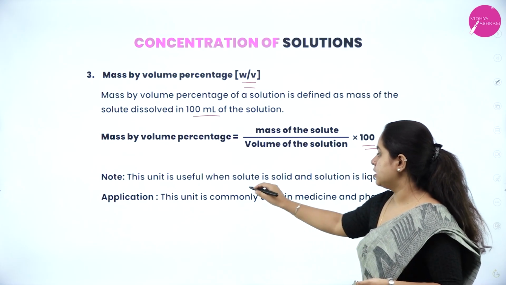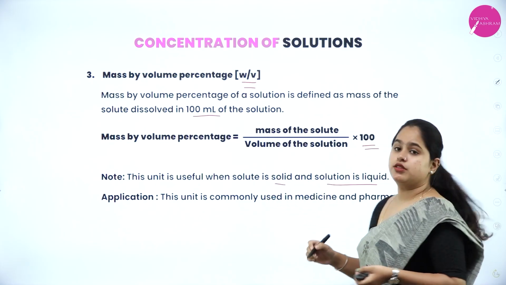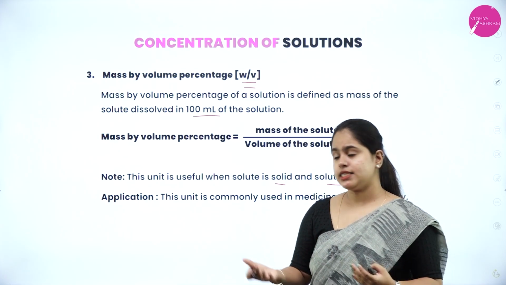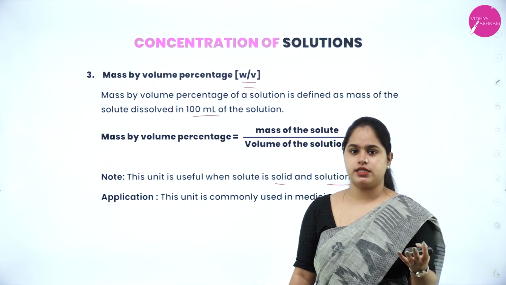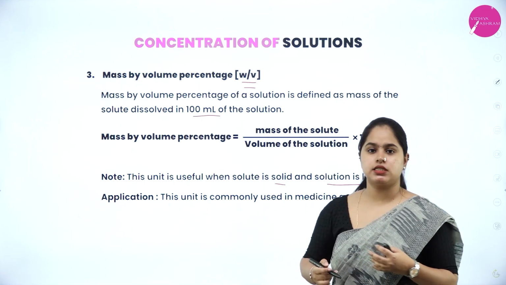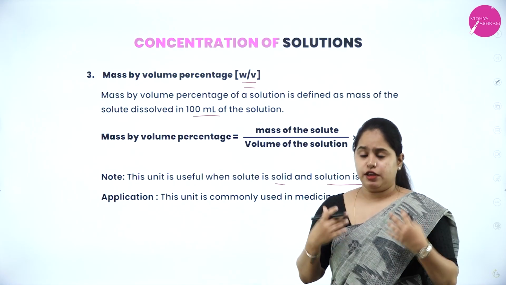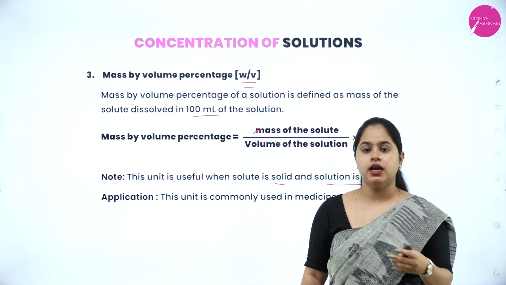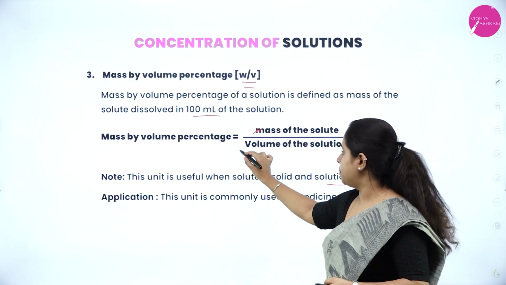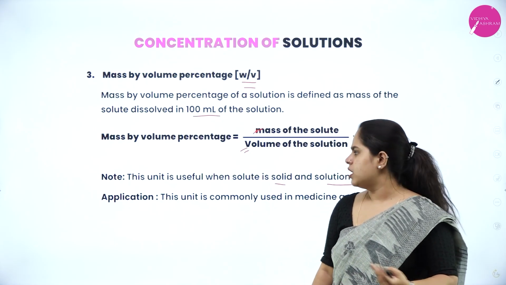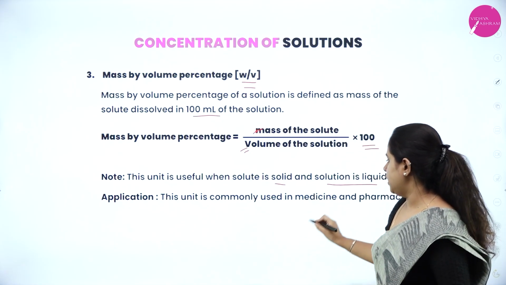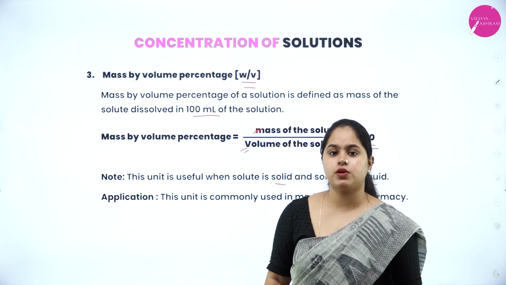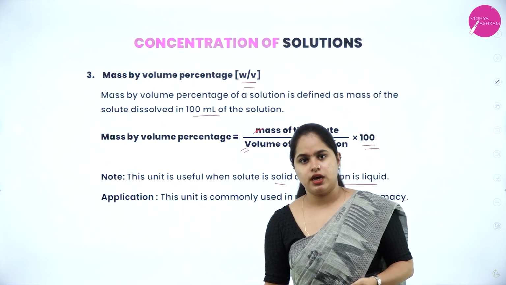This is useful when the solute is solid and the solution is liquid, right? If the solvent is in liquid state and the solute is in solid state, usually it will be easy to represent it in mass by volume percentage, right? If the solute is solid, that means it can be represented in terms of mass, right? And if the solvent is liquid, it is represented in terms of volume. Clear? Right. And this unit is commonly used in medicine and pharmacy. Yes, in medicine and pharmaceutical industries, this is used, right?